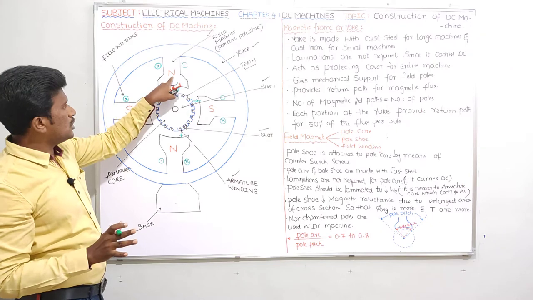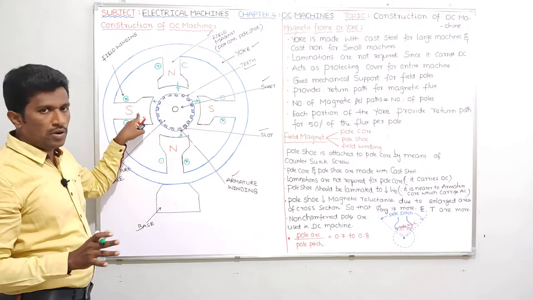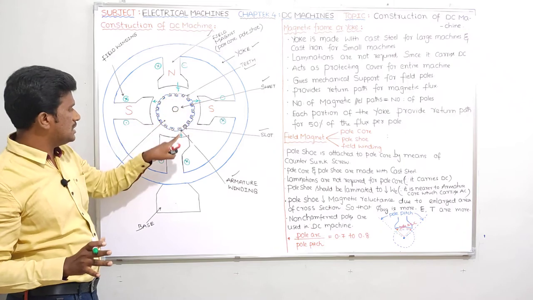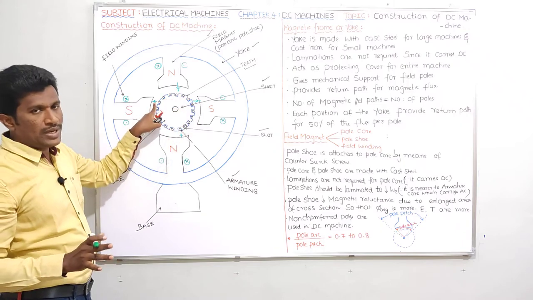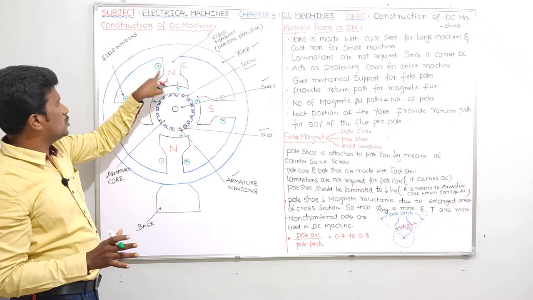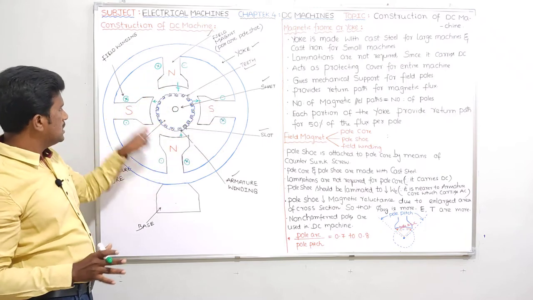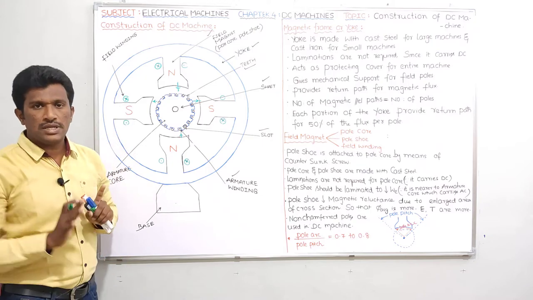Okay, what is the conclusion? If I assume north pole, south pole, for having the direction of flux lines here like this, here like this, here like this, here like this, the direction of field current at this pole should be cross and dot, here it should be dot and cross, here dot and cross, here dot and cross. This is the conclusion. Is it clear?